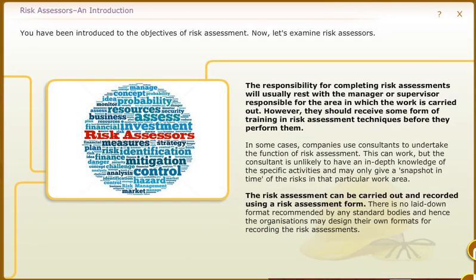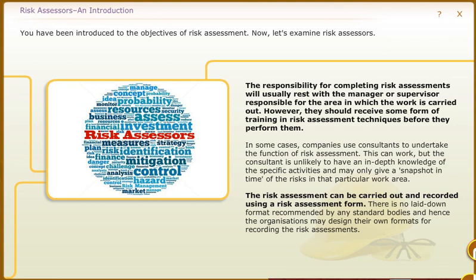You have been introduced to the objectives of risk assessment. Now, let's examine risk assessors. The responsibility for completing risk assessments will usually rest with the manager or supervisor responsible for the area in which the work is carried out. However, they should receive some form of training in risk assessment techniques before they perform them.